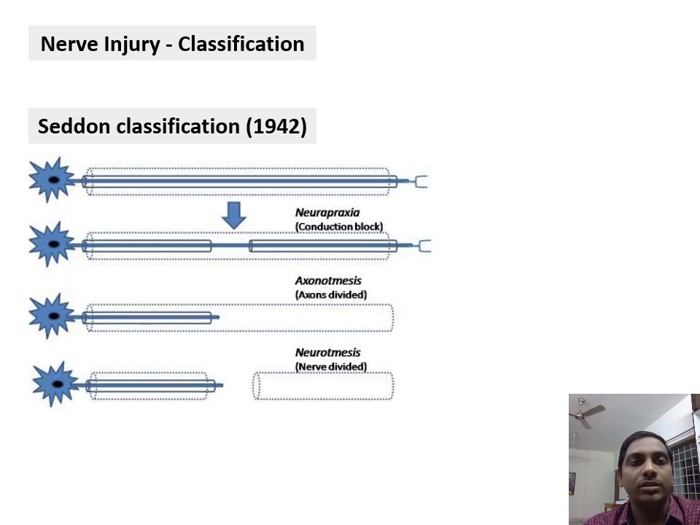With this, we move on to the nerve injury classification, that is based on the degree of injury. Seddon is the first person who described the nerve injury classification. He described nerve injury in three grades or three types. Number one is neuropraxia. Neuropraxia is nothing but a temporary weakness. It is caused due to the disruption of the myelin sheath.